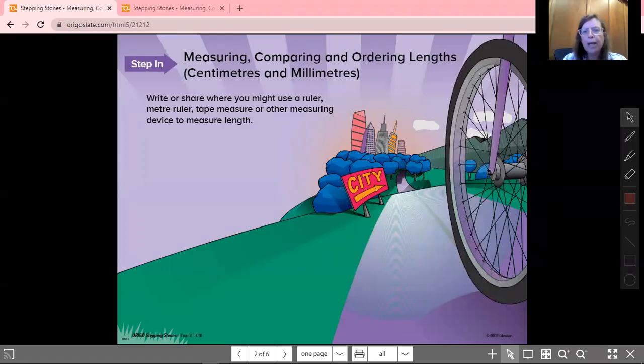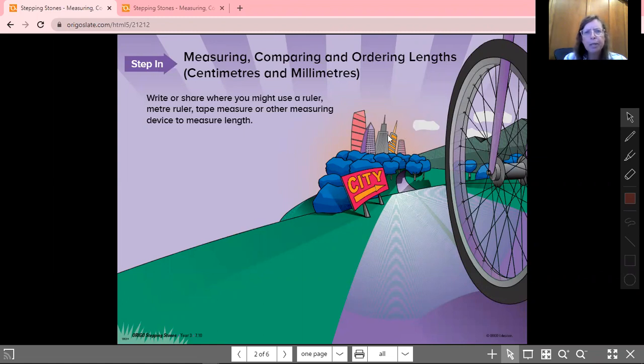Hi, Year 3. This is our second lesson in measuring using centimetres. We're going to think about comparing different measurements, and in particular comparing between centimetres and millimetres.